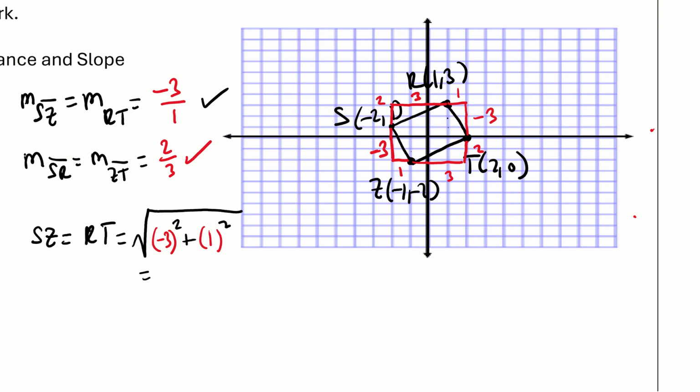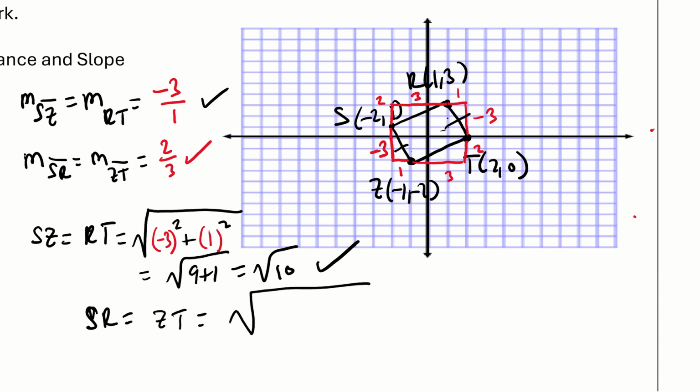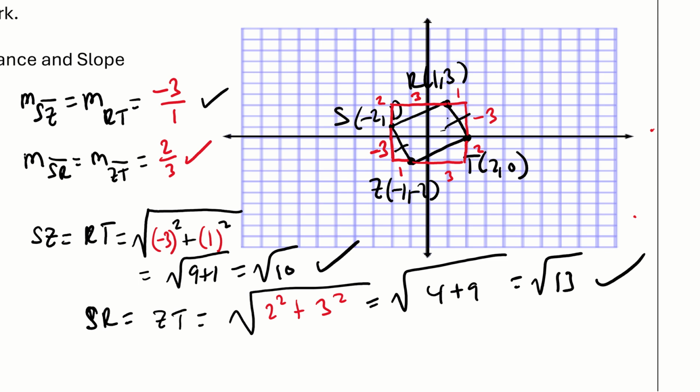So 3 times 3 is 9. 1 times 1 is 1. So you get square root of 9 plus 1, which is square root of 10. So they're both the same. They're both congruent. And then let's do the same thing for SR and ZT. So it's the square root of rise squared plus run squared. So 2 squared plus 3 squared. 2 times 2 is 4, and then 3 times 3 is 9, so we get square root of 13. So the opposite sides are congruent, and then they're also parallel. So by both methods, yes, it's a parallelogram.